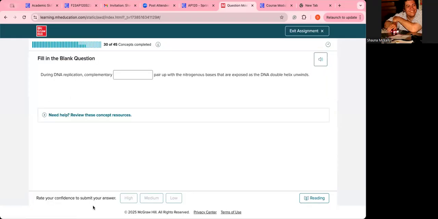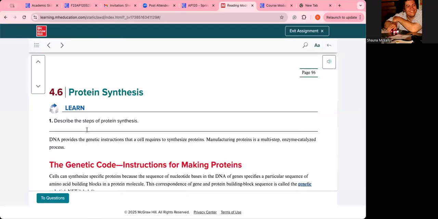Okay, during DNA replication, complementary blank pair up with the nitrogenous bases that are exposed as the DNA helix unwinds. I was going to say complementary bases, but they have complementary blank pair up with the nitrogenous bases. Let's review it. I'm not sure what they want. Complementary what?